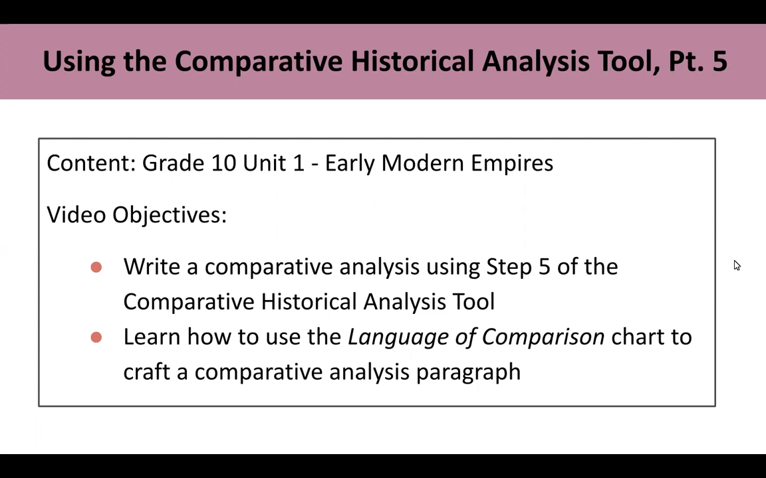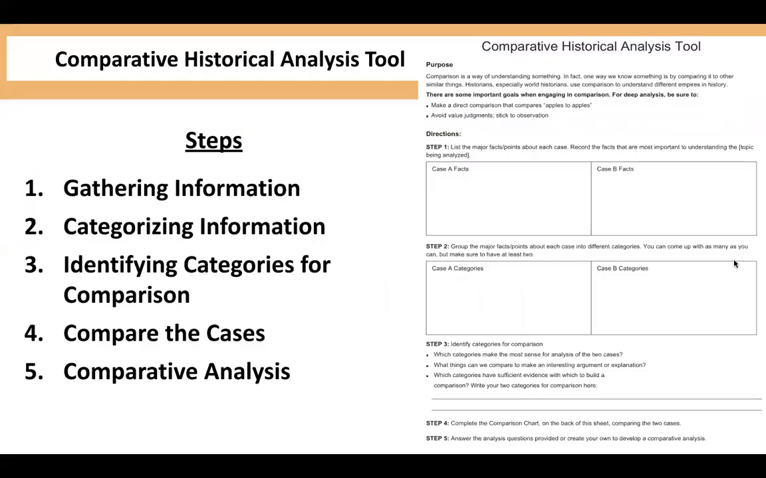a comparative analysis paragraph. In the previous videos, we read and annotated two sources on the Bourbon Dynasty and the Tokugawa Shogunate from Grade 10, Unit 1, Lesson 11, and we completed steps 1 through 4 of the Comparative Historical Analysis Tool. Today, we will use the evidence from steps 1 through 4 to construct a claim and write a comparative statement in step 5.